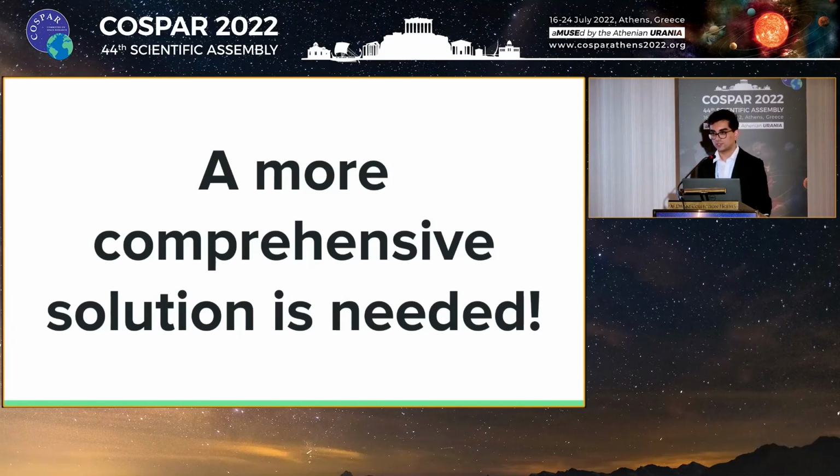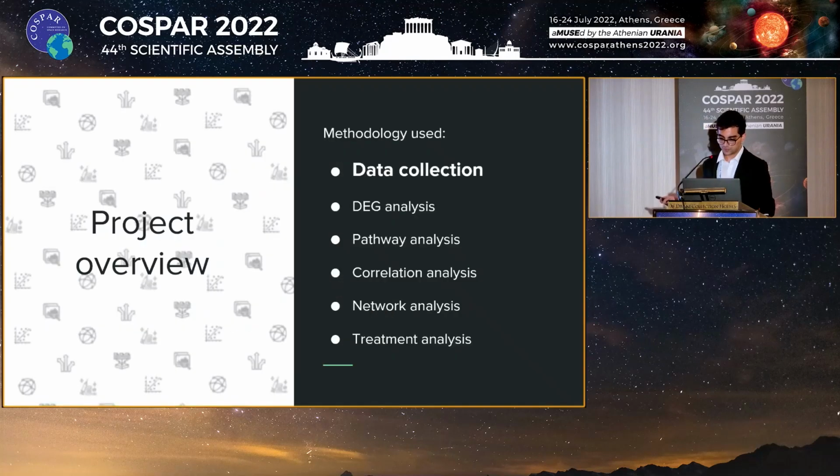Instead of monitoring and addressing individual issues, why not address how the body reacts to spaceflight? And so this is where my project comes in. As with any project, we started with data collection.